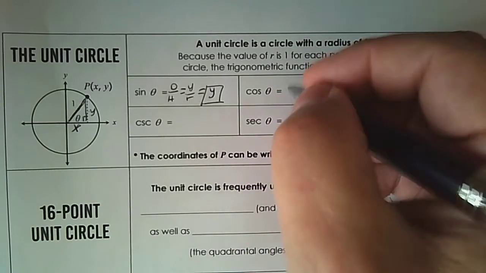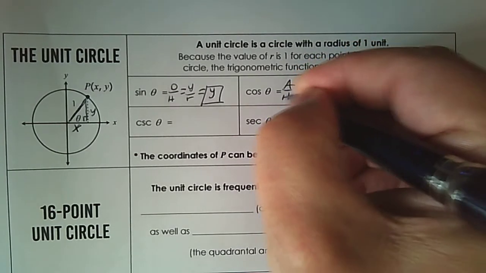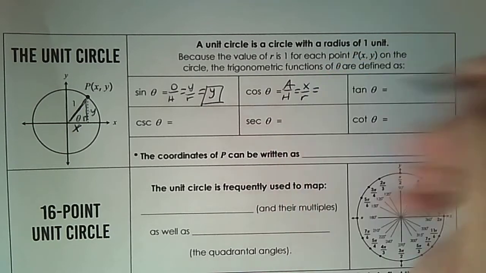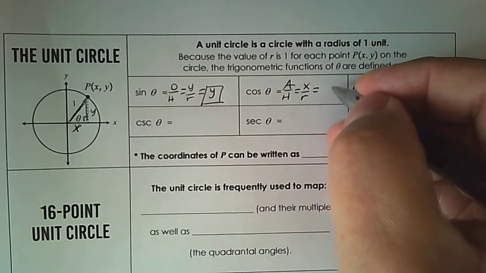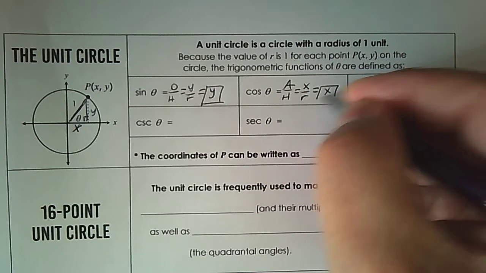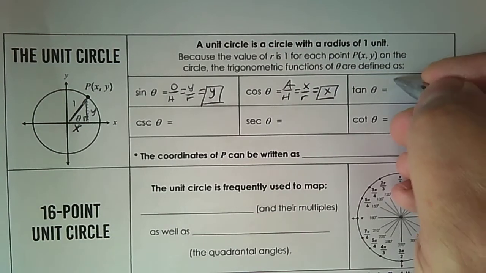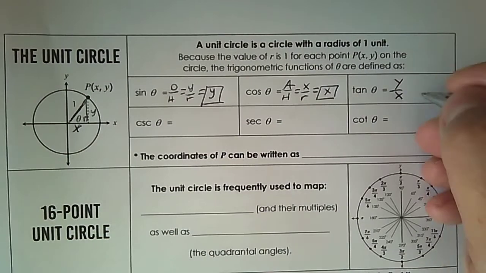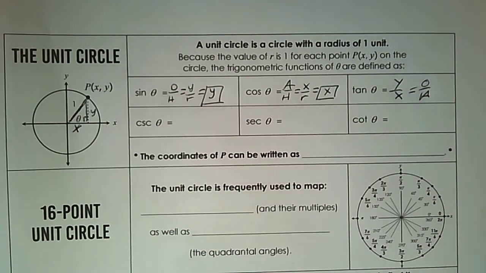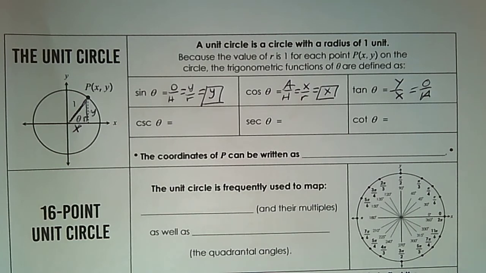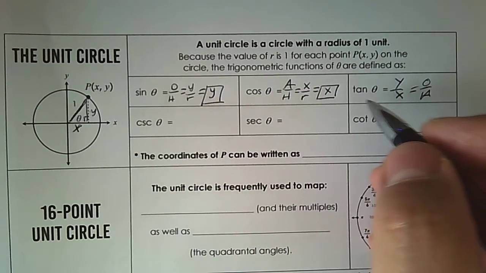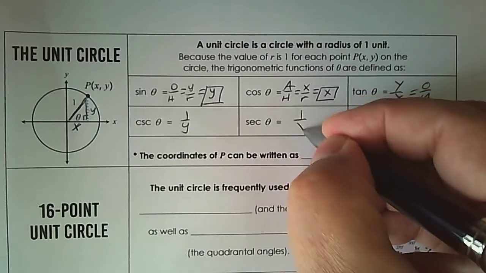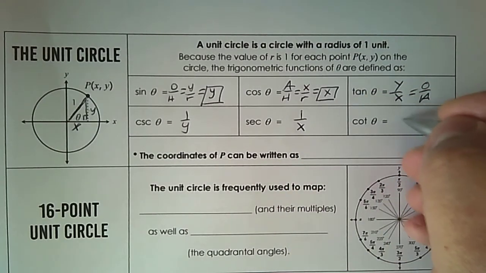Let's go to cosine. So we know cosine is adjacent over hypotenuse. In the last lesson, we learned it was x divided by r. Now, if the radius is 1, cosine is just the x coordinate. Tangent does not change. It's y divided by x like it was before, or the other definition was opposite over adjacent. Both are good. These are just reciprocals. So the reciprocal of y is 1 over y, and of x is 1 over x, and cotangent would be x over y.